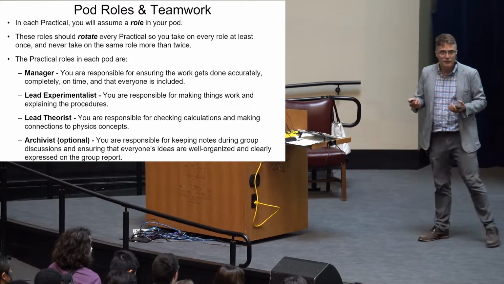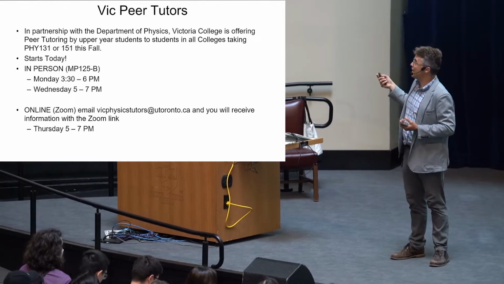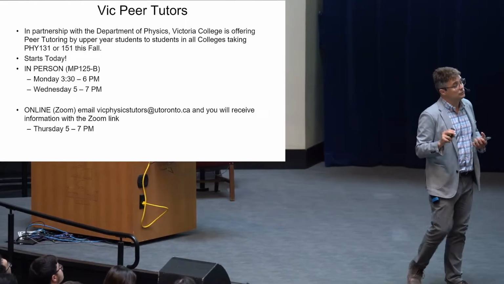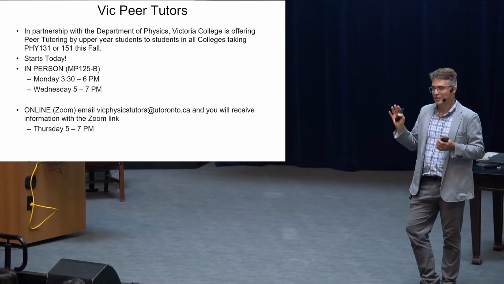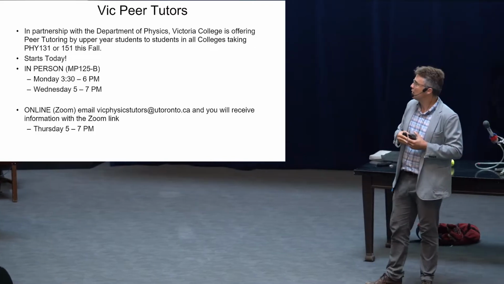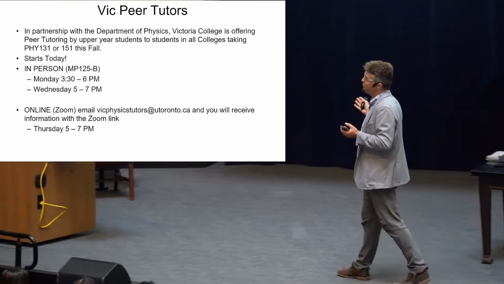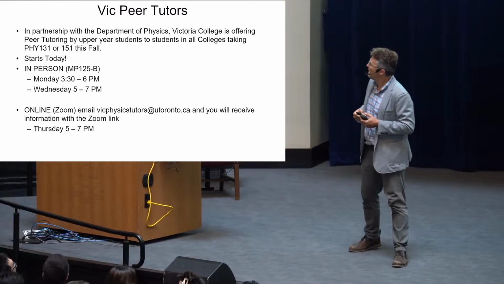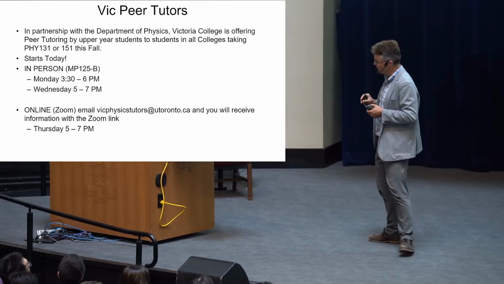I still have my office hours. I'm in 125B today from 2 to 3. After that, there's something called Vic Peer Tutors. These are 2 students who took this course not so long ago, did very, very well, interviewed, and they're from Vic College. They get paid to come over here and help you guys out with whatever. I was part of the whole interview process, and they're also helping out with Physics 151. They will be in that same room, and they also have an online Zoom link. To get the Zoom link, I think you have to email Vic Physics Tutors. I presume it's on Thursdays 5 to 7.